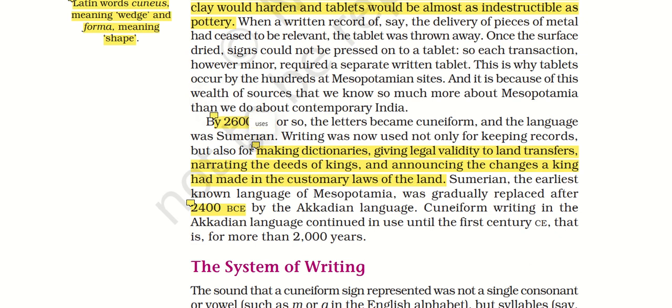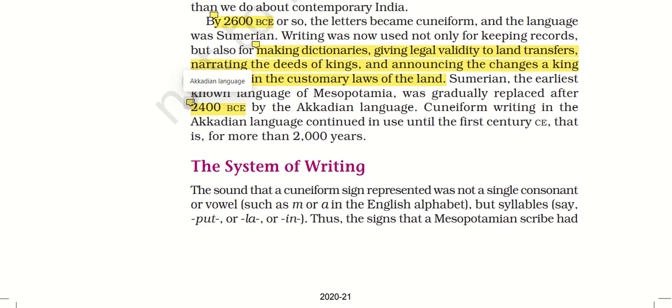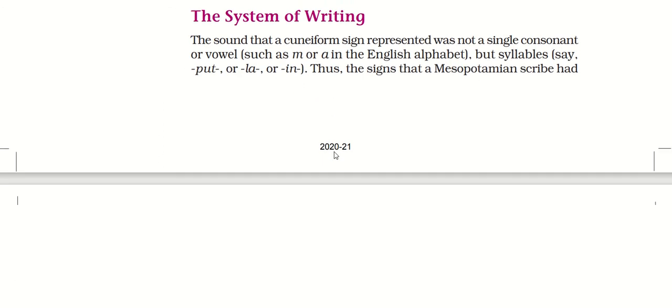For making dictionaries, giving legal validity to land transfers, narrating the deeds of kings, and announcing changes a king made in the customary laws of the land. Okay. When was Sumerian replaced by Akkadian? In 2400 BCE, and we must remember that the Akkadian language continued to be in use until the 1st century. So it was in use for more than 2000 years.